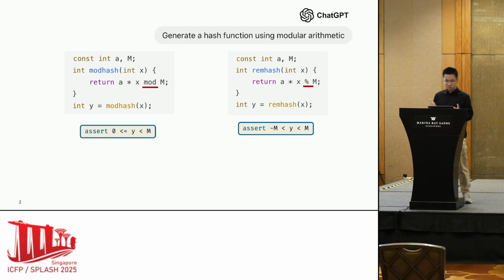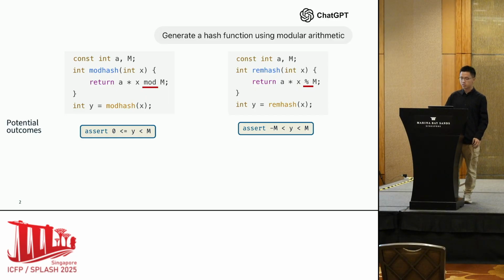However, those specifications are actually not enough to describe the program completely, as they only talk about the potential outcomes. For example, the assertion on the right doesn't really tell you that the negative part can actually be produced, because the program on the left also satisfies the assertion on the right. So the specification might just not be strong enough.